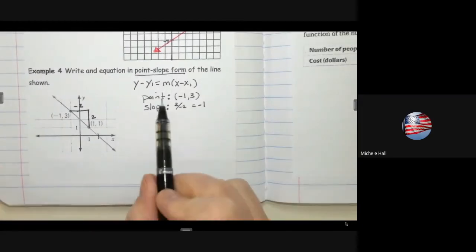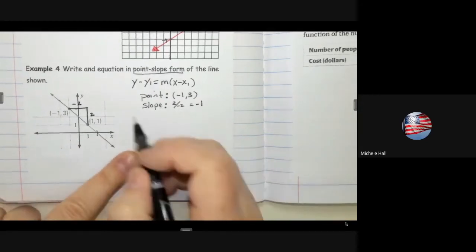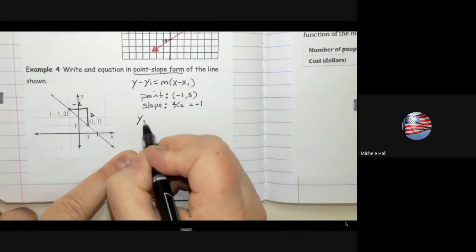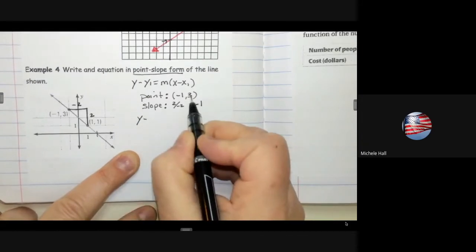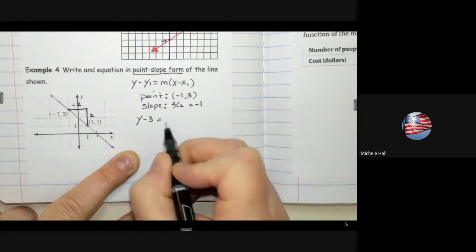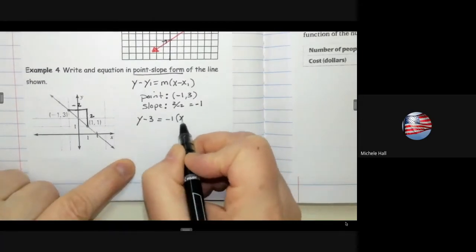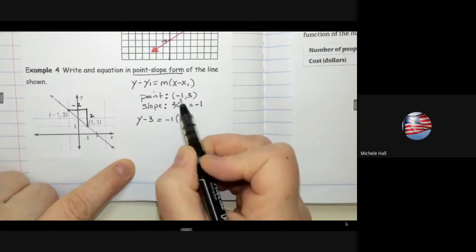I have a point, I have a slope, I am ready to write my equation in point-slope form. Here we go. Y minus y1, which is 3, equals my slope times x minus, and x1 is negative.